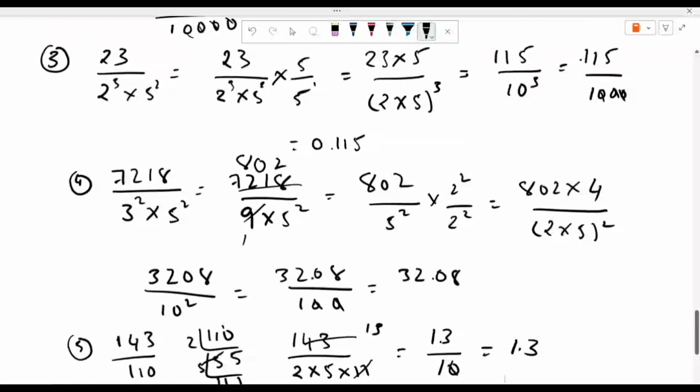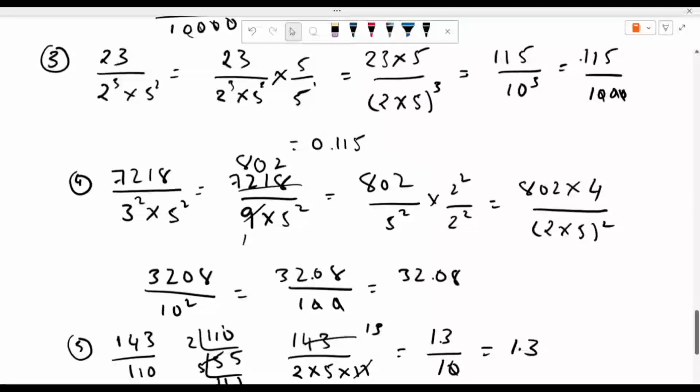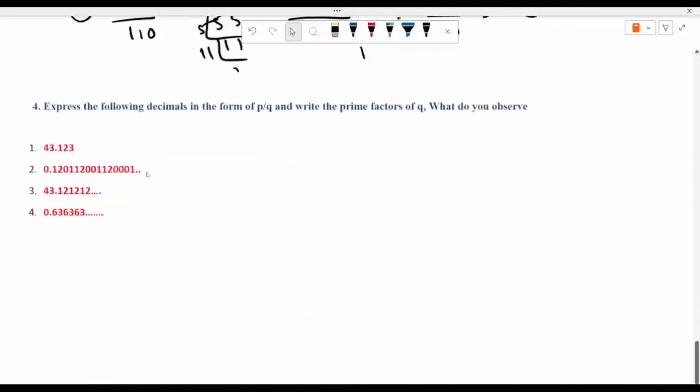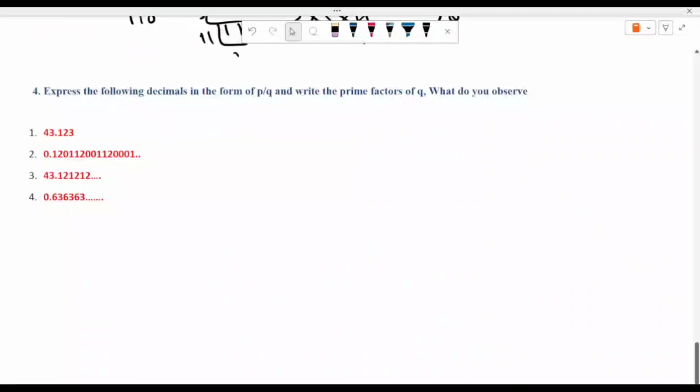So what is the logic here in the third question? We just try to convert the denominator into 2 into 5, that is, the 10 to the power of n form. Then after that, simplify it. Okay, now let us take the fourth question, the last question of this exercise. Given here is: express the following decimal in the form of p by q, which is the opposite of the third question.